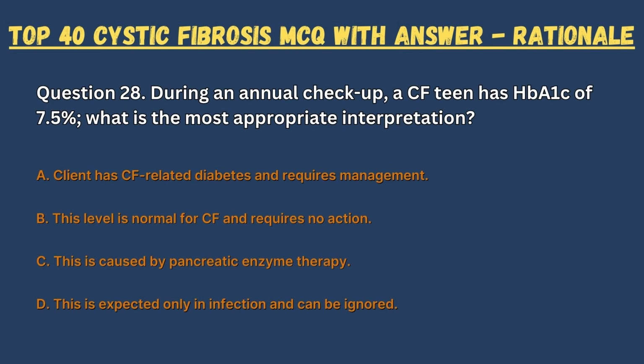Question 28. During an annual checkup, a CF teen has HbA1c of 7.5%. What is the most appropriate interpretation? A. Client has CF-related diabetes and requires management. B. This level is normal for CF and requires no action. C. This is caused by pancreatic enzyme therapy. D. This is expected only in infection and can be ignored.